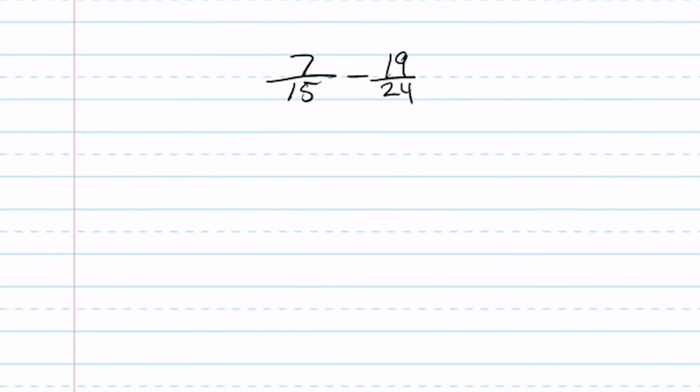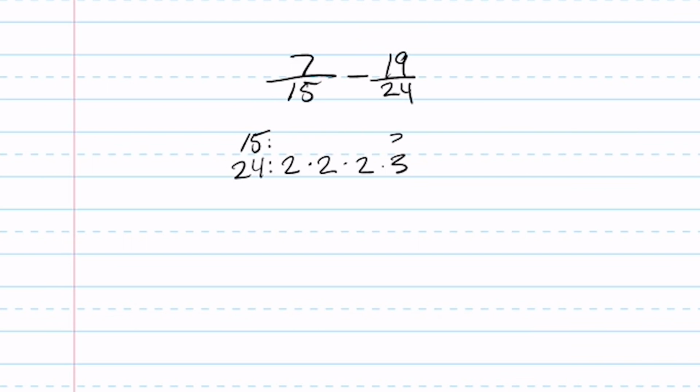To find the least common denominator between two fractions, first you take the denominator of the first fraction and you list out the prime factors, which give you the result of the denominator. So for 15, we get 3 times 5. And for 24, 2 times 2 times 2 times 3.